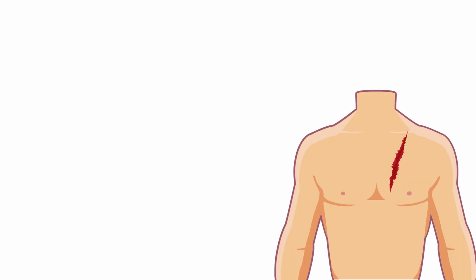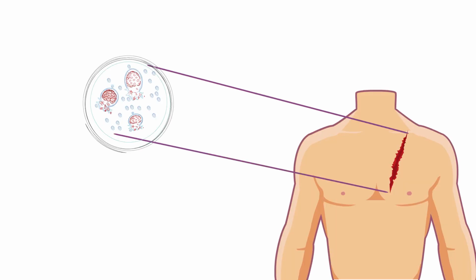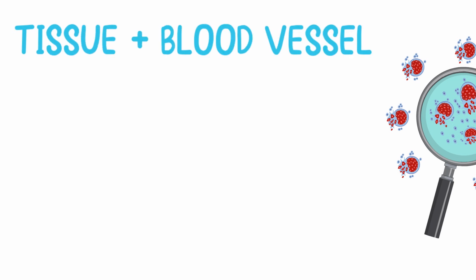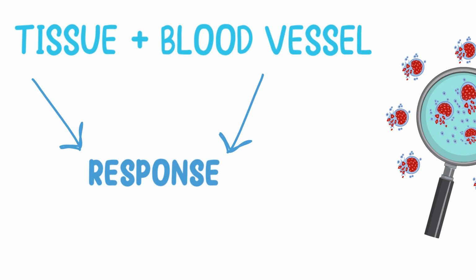Suppose you get a cut on your skin. What do you think happens at the molecular level in that cut? Of course, some cells will be damaged there, and microbes like bacteria will be able to get in. In reaction to this, the tissue and the blood vessels in that area develop a response that allows your body to contain the problem and get rid of the bacteria. How exactly your body does this will be discussed later in the video.